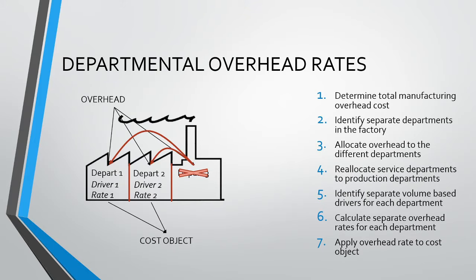Remember that this is our process of how we calculated departmental overhead rates. In our previous video, we focused on steps 1 to 3, with the end result of having allocated our various overheads to the departments in the factory. In this video, we will again be focusing on steps 4 to 7, which look at the reallocation of service departments, the calculation of the departmental overhead rates, and the allocation to the products.